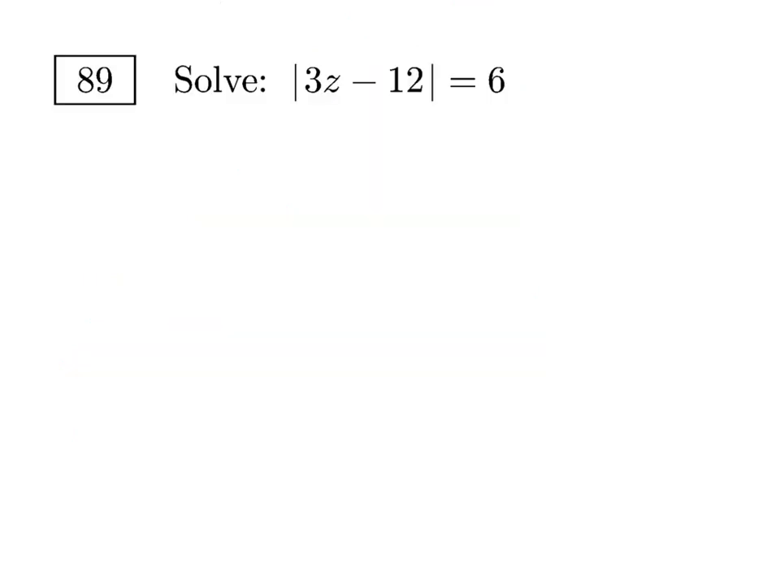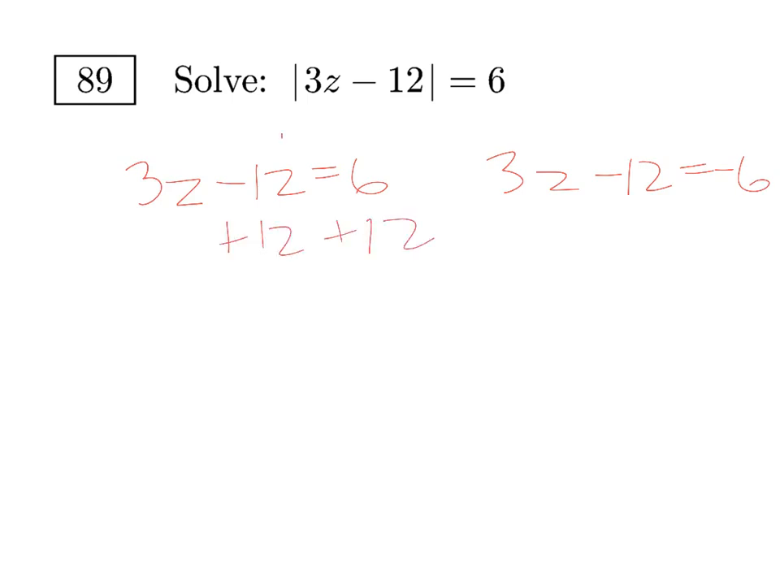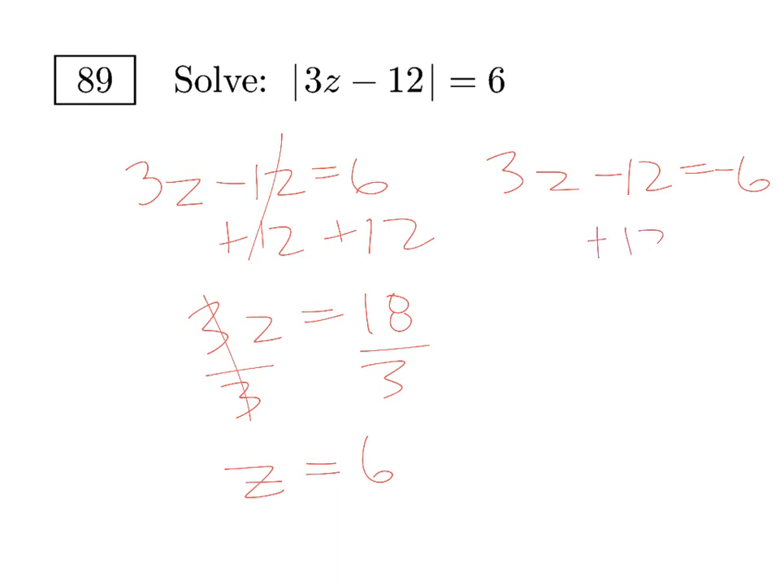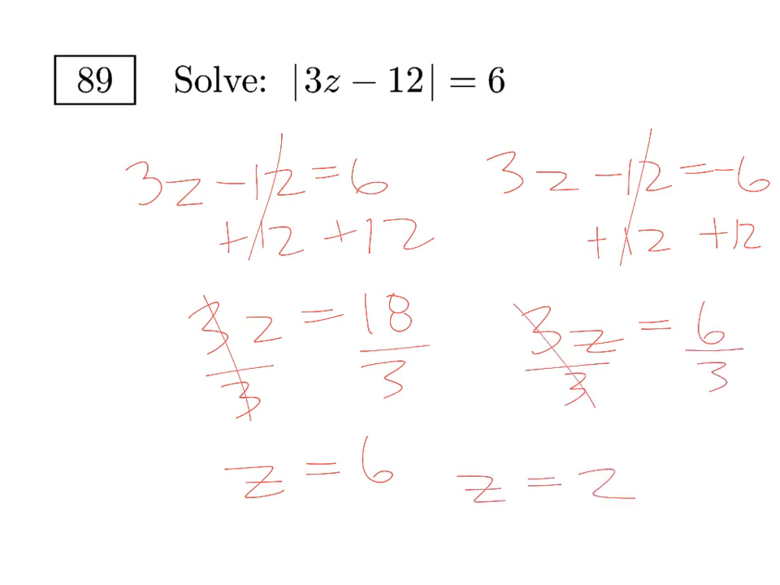Alright, solving this absolute value equation, there's always a positive case and a negative case. So just work those two cases out and you'll have your solutions. Alright, so one of the solutions is 6. And the other solution is 2. Alrighty, done.